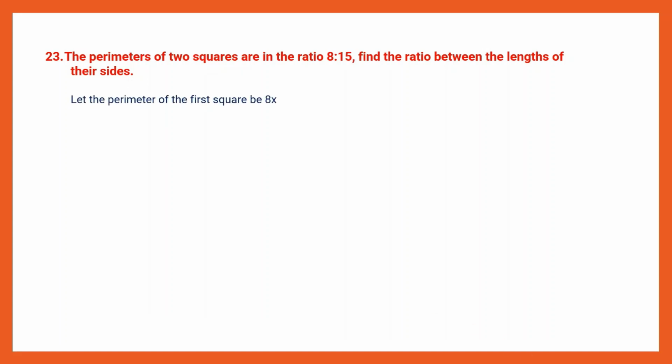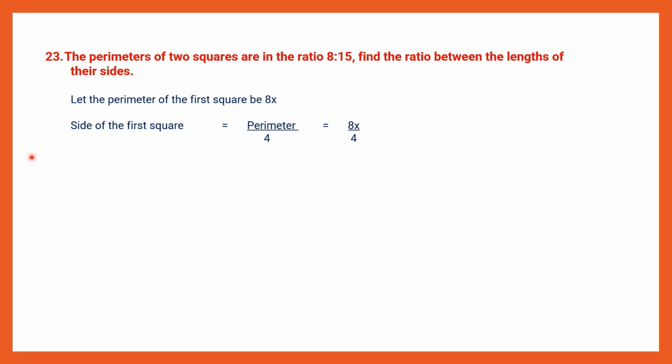Let the perimeter of the first square be 8x. How did we get 8 there? This is the ratio of the perimeters of two squares. So the first number, we'll take it to be the perimeter of the first square. So that is 8x. Then side of the square is perimeter by 4. That is a formula to find the side of the square, perimeter by 4. And perimeter we said is 8x. So 8x by 4. So we found the side of the first square.